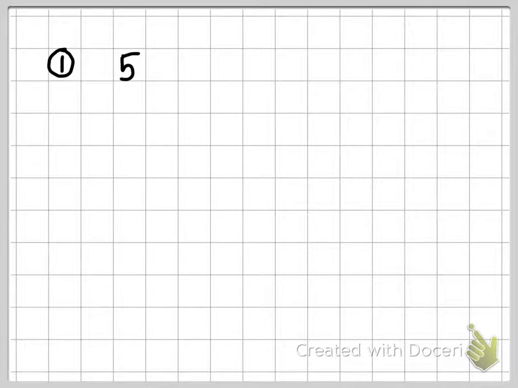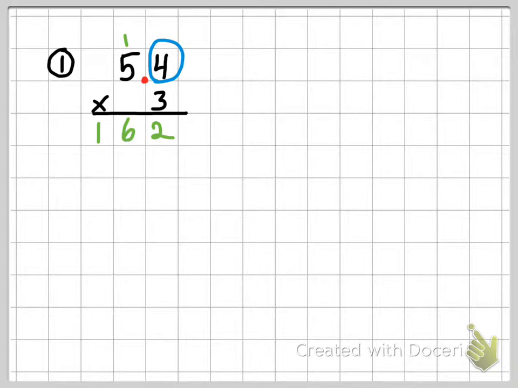Problem number 1 in your practice book. 5 4/10 times 3. Remember, imagine the decimal is not there at all. We're just going to multiply. 3 times 4 is 12, carry the 2, and 3 times 5 is 15, plus 1 more is 16. Now, how many numbers behind the decimal in the original problem? Only one. Only that 4 is behind the decimal, which means only one number behind the decimal in my answer. So 16 2/10 is my final answer.